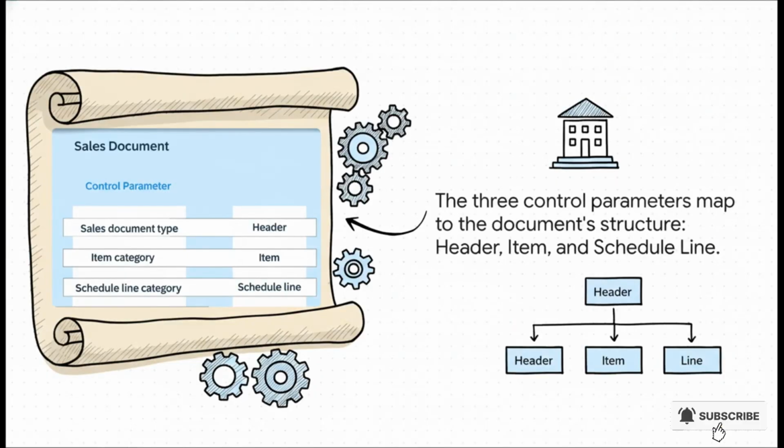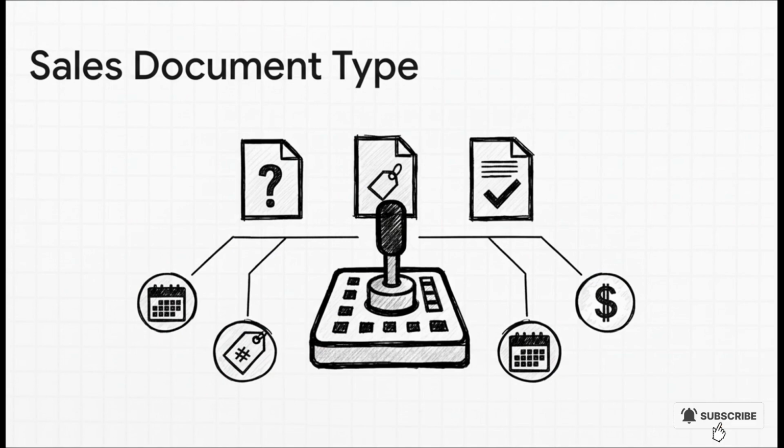And look how perfectly this maps back to the anatomy we talked about at the beginning. The sales document type controls the header, the item category controls the item line, and the schedule line category controls, you guessed it, the schedule line. It's a beautiful, logical system. Let's break them down.